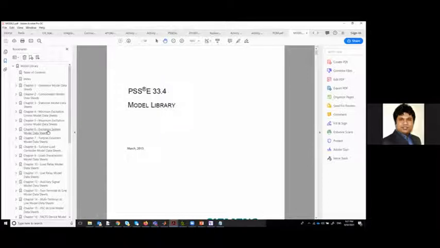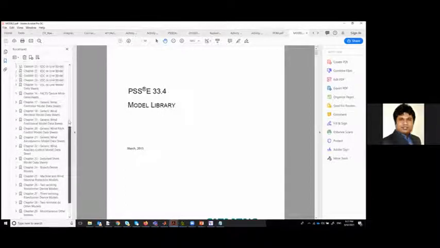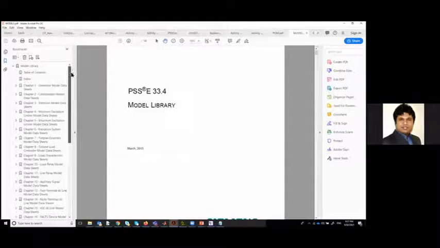If you look, these are the different types: generator model datasheet, compensator, stabilizer, minimum excitation. Whatever model we use, all models are here. Machine and wind model, protection, two-terminal DC, everything. These are all the dynamic data sheets. That means this is the way we will be using the dynamics.